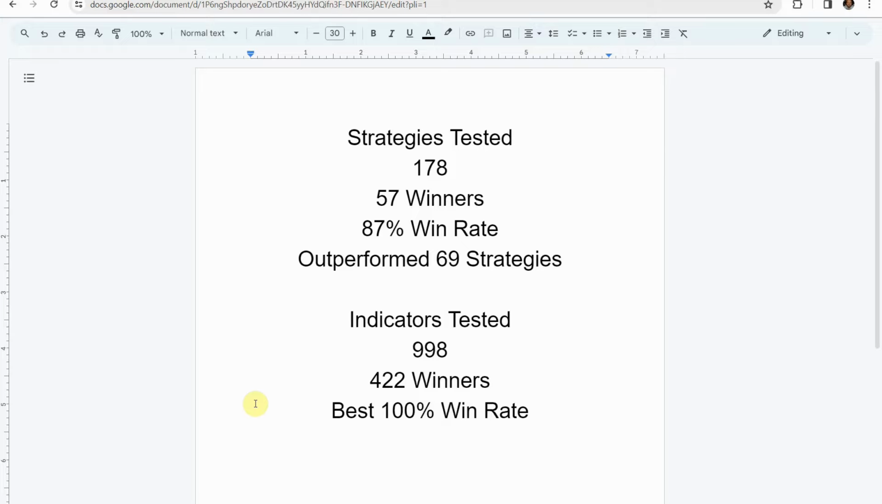And since we've been keeping track so far, it has outperformed 69 of the strategies that we have put it against, every strategy that we have tested it against so far. We've also tested a total of 998 indicators, with 422 of them being winners.